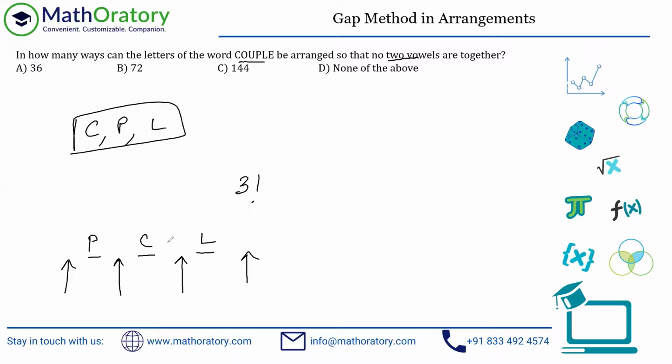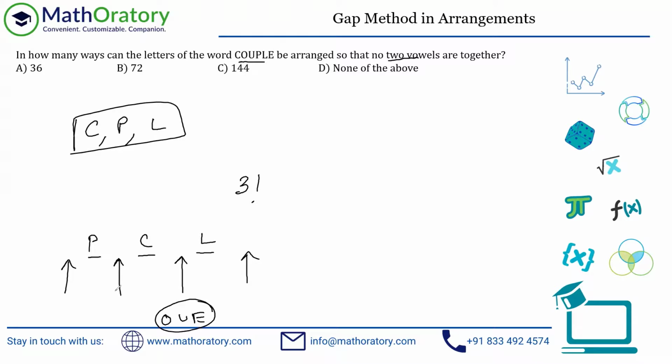So what I'm trying to say is, as long as I'm not placing two vowels together in one of these, I mean, wherever these arrows are pointing to, the constraint doesn't break, right? The vowels will never come side by side, right? But the point is, we have just three vowels, isn't it? We just have O, U, and E in the given word, right?